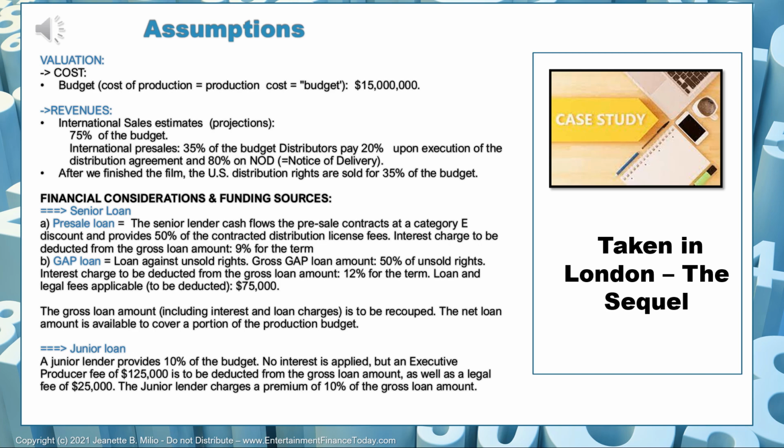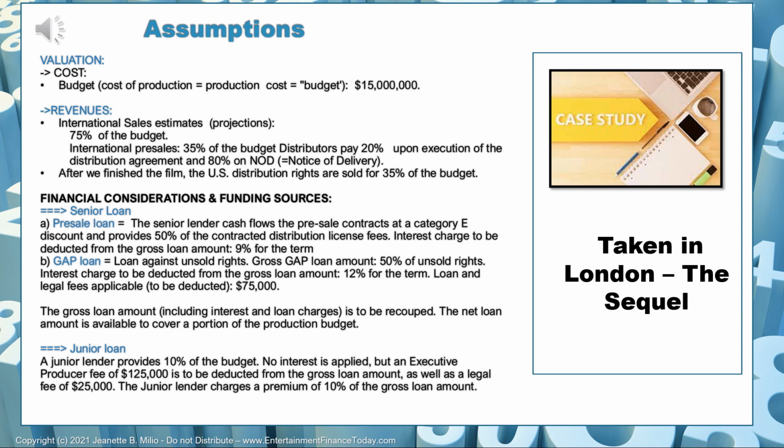Taken in London. The only difference that you're going to see here is that the budget was increased to $15 million and the senior lender, our bank, applied a category E discount for $50,000. So what does that mean? Well, increasing the budget is basically telling you that the budget for Taken in London that was originally for the first movie $10 million is now going to be for the sequel $50 million.